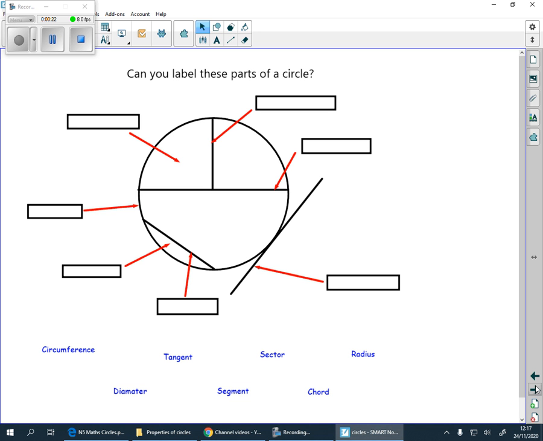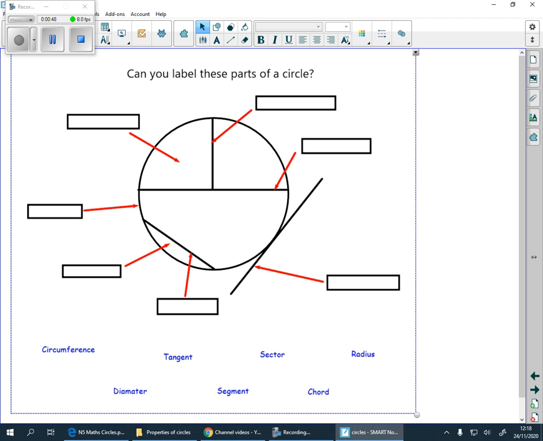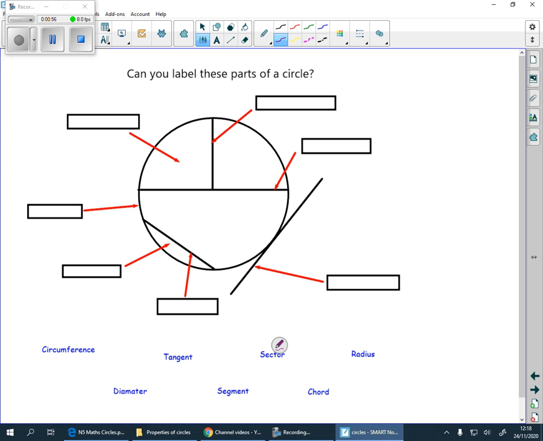As you can see at the bottom of the screen, there are 1, 2, 3, 4, 5, 6, 7 different names to put in the 7 different places around your circle. Hopefully, you should know a couple of these already. You should know that diameter is the full length of your circle from one side to the other. Diameter.